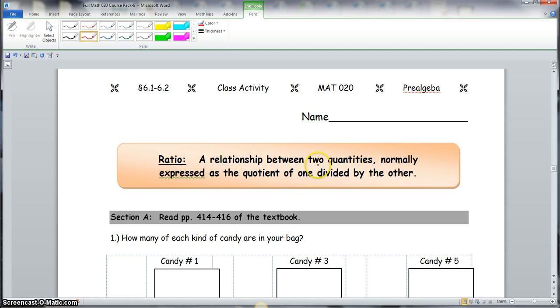Ratio: a relationship between two quantities, normally expressed as the quotient of one divided by the other. These two quantities basically have the same units. For example, say we had 6 meters divided by 2 meters. These have the same units, and we know 6 divided by 2 is 3, and the units will simplify out. That's the definition of a ratio.